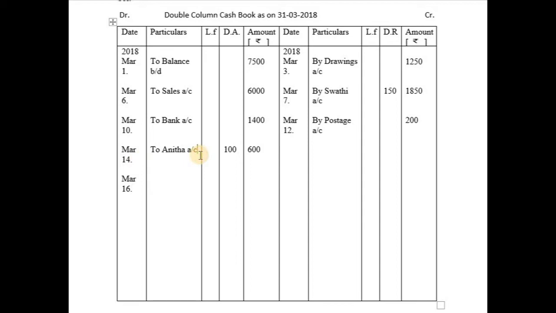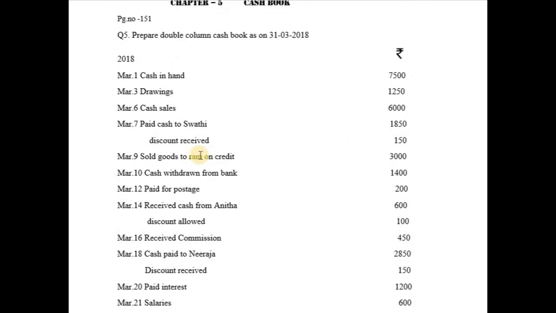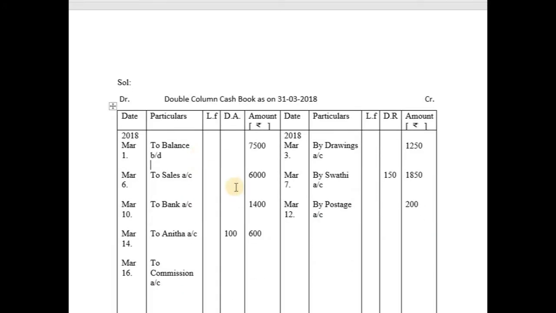What is the amount of commission that you are receiving? First it will be recorded here as to commission account. And the amount of commission that you are receiving is 450. So 450 will be recorded in amount column.